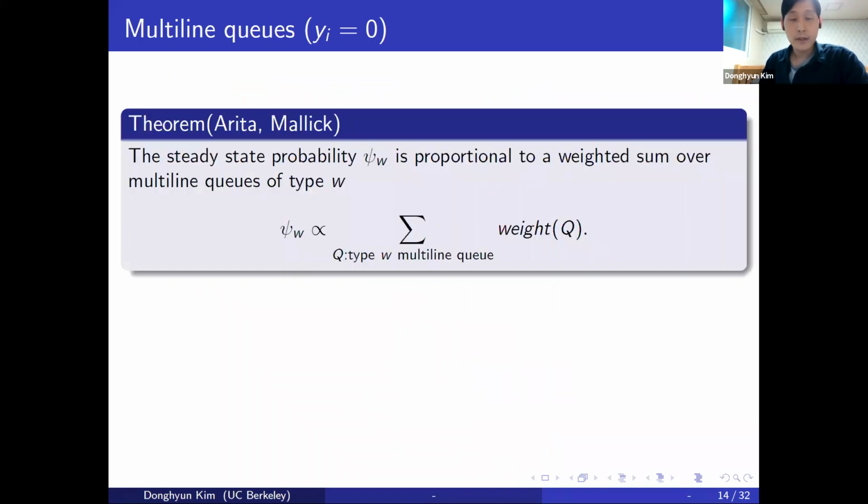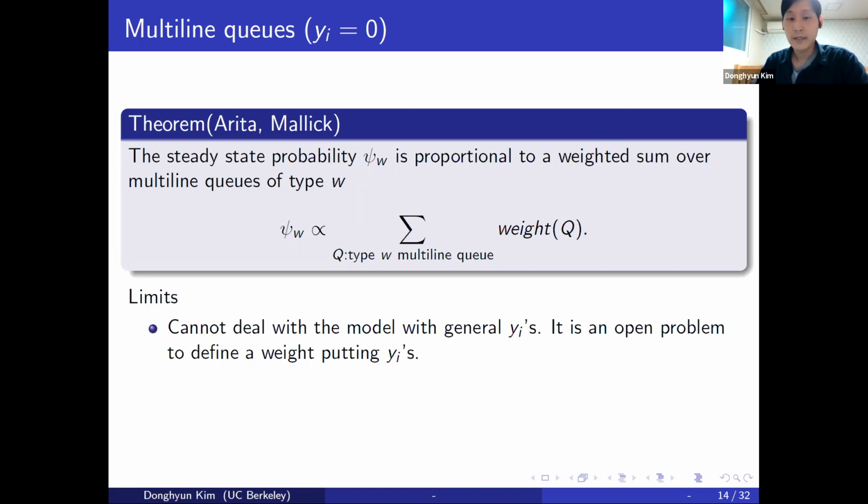The theorem of Ayyer–Linusson says that the steady state probability psi of W for the inhomogeneous TASEP is proportional to a weighted sum over multiline Qs of type W. This is a beautiful formula, but it has some limits. We cannot deal with the model with general y_i's. Actually, it is an open problem to put y parameters in the previously defined weight of the multiline Q.